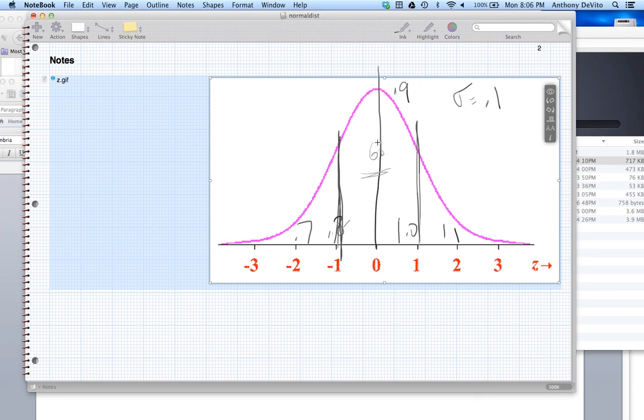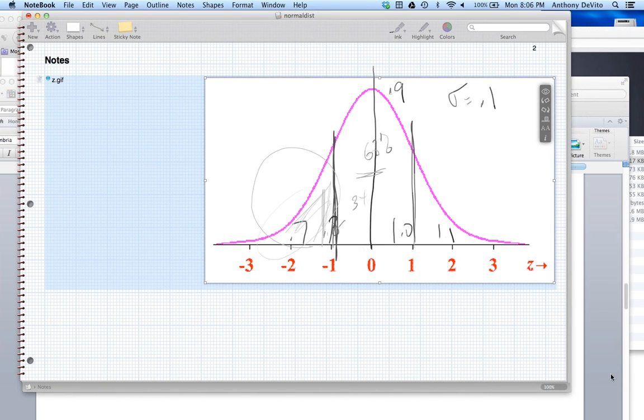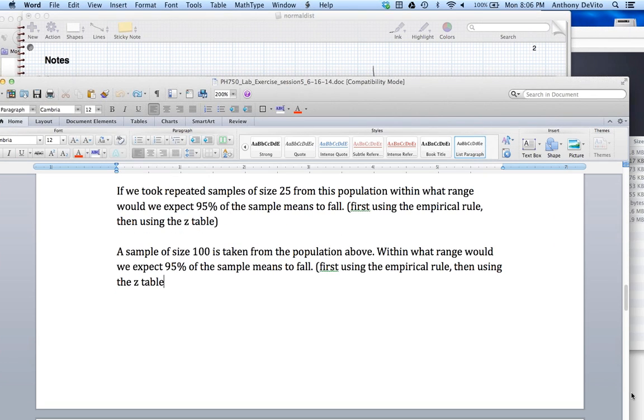I know this is using the empirical formula. This is 68%. So I've got to figure out what is in this area here. You remember this is 34. So I'll leave that up to you to figure out what that is. But that's what I would expect with that particular problem. Very simple, right? But it's up to you to figure out what the exact numbers are.